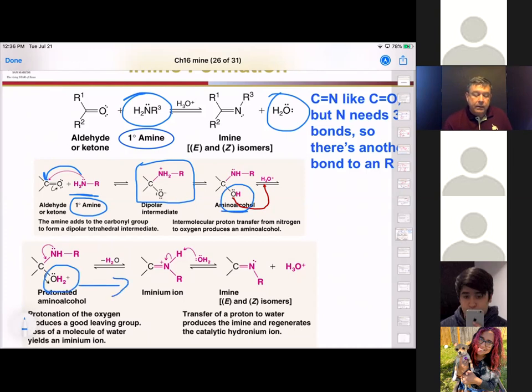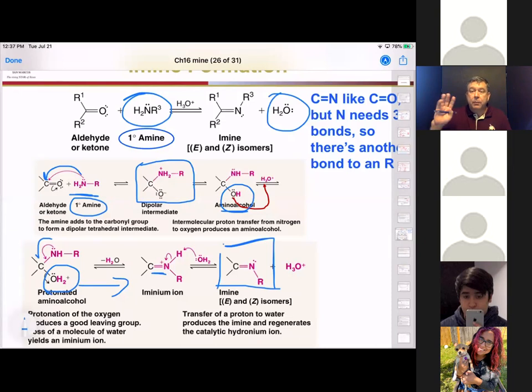And when it does that, our electrons from our nitrogen kick in and form our double bond with our carbon, giving us our initial protonated species, the iminium ion. And then the water will act as a base and deprotonate it, giving us a neutral imine. Okay, so the structural part of an imine is you have a carbon double bonded to a nitrogen, and then there's something else bonded to that nitrogen. It's either going to be a hydrogen or an R group.